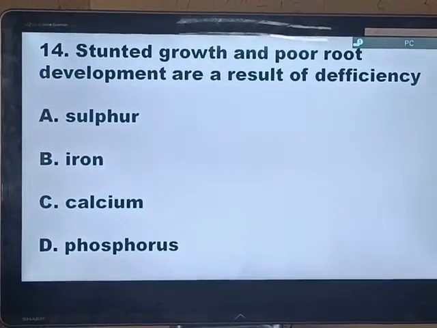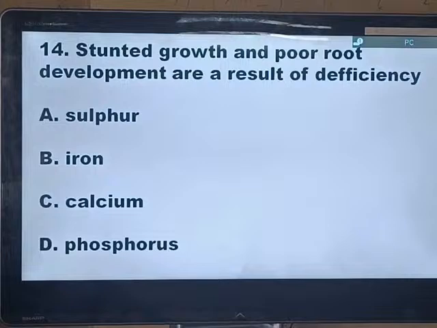We also have such minerals that are needed only in minute quantity, in small quantity. They are called micro minerals. Examples are cobalt, molybdenum, boron, zinc, copper, and so on and so forth. But out of these four options on the board, the mineral that can lead to stunted growth and poor root development is definitely option C, calcium, because calcium is necessary for the development of the cell wall in plants. And if calcium is deficient, then that will lead to poor root development. So let's take note of that.